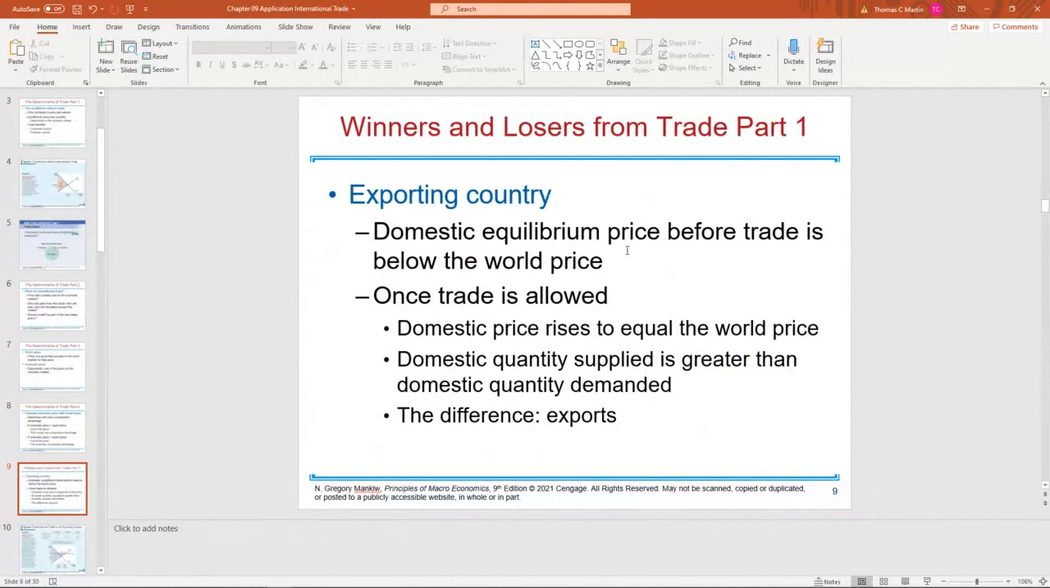Exporting country, we look at domestic equilibrium price before trade is below the world price. Once the trade is allowed, domestic prices rise equal to the world price. Quantity supplied is greater than domestic quantity demanded. So we have a surplus of goods, and the difference is exports. Those products will go elsewhere.